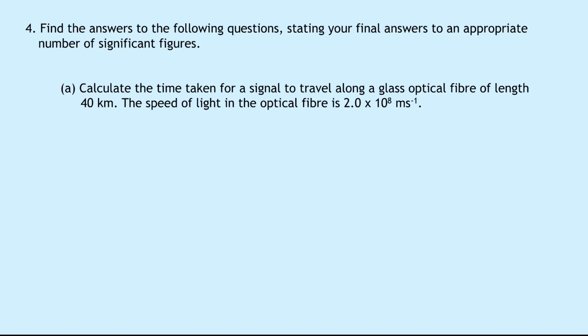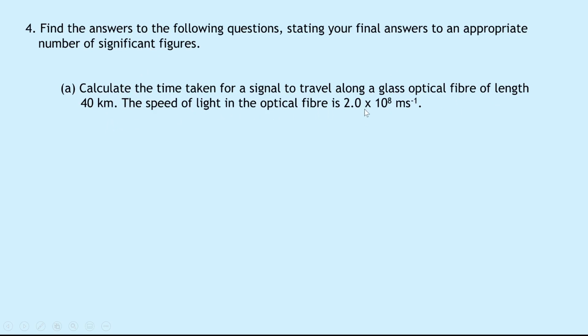Question 4 has 3 parts to it, A, B and C, and all of them are calculation type questions, so we're going to go through each one taking into account significant figures. So in question 4 it says find the answers to the following questions, stating your final answers to an appropriate number of significant figures. In part A, calculate the time taken for a signal to travel along a glass optical fibre of length 40 kilometers.